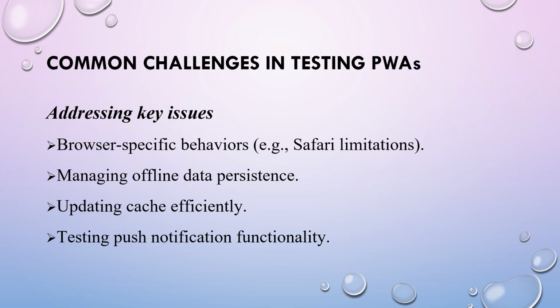Testing PWAs comes with unique challenges. For instance, browser-specific behaviors can affect performance. Safari, for example, has limited support for some PWA features. Offline data persistence is another tricky area. You need to test how well your app handles offline scenarios, including data storage and synchronization. Updating cached assets without disrupting the user experience can also be challenging. Finally, push notification functionality must be tested across platforms to ensure consistency and reliability.